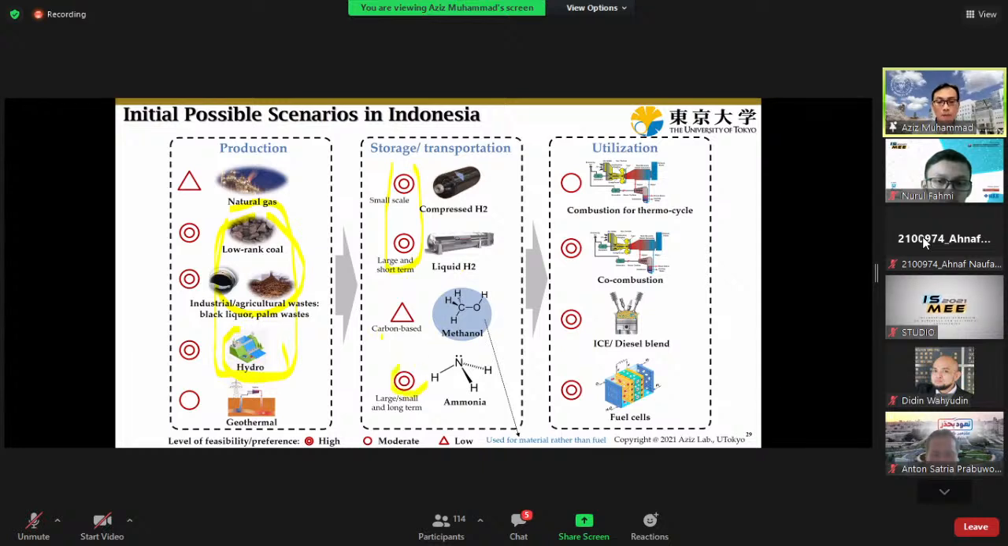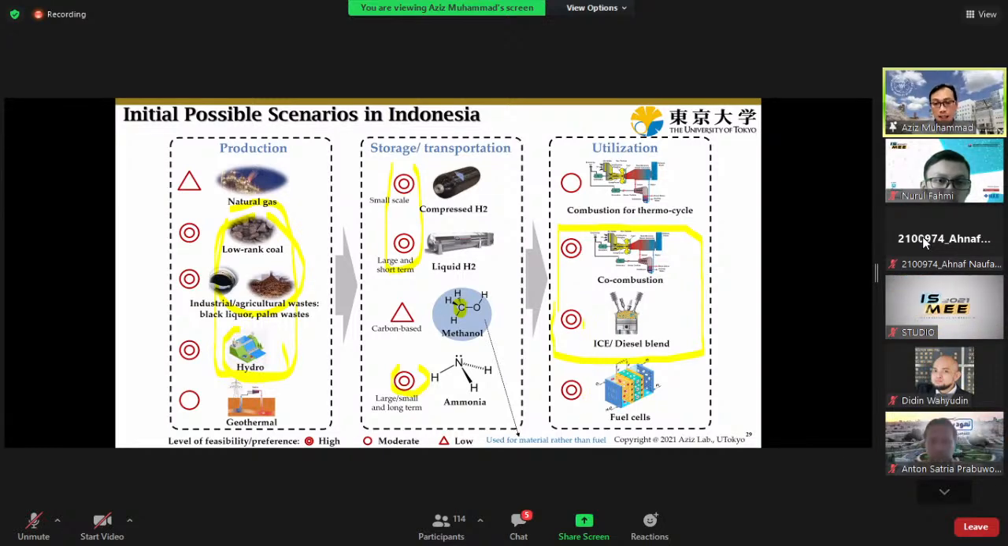I don't want to talk about the methanol, because when we are dealing with methanol, we are still dealing with carbons. So when we are utilizing methanol, it means that we are still emitting carbon dioxide itself. For the utilization, I suggested combustion in the existing coal-fired plants and also in the diesels, because we have many diesels for power generation. It means that we can blend and combust hydrogen-based fuels, hydrogen and also ammonia, in the existing coal and diesel power generation.